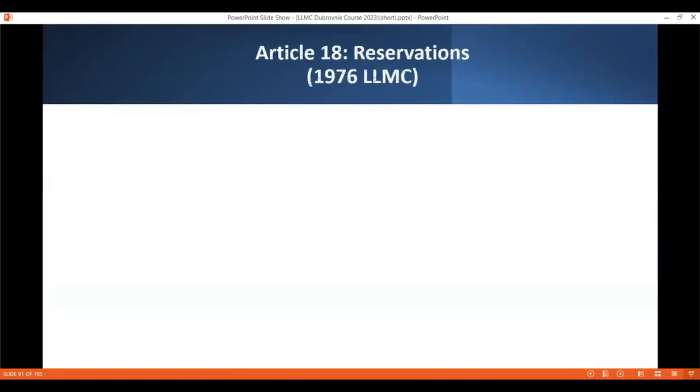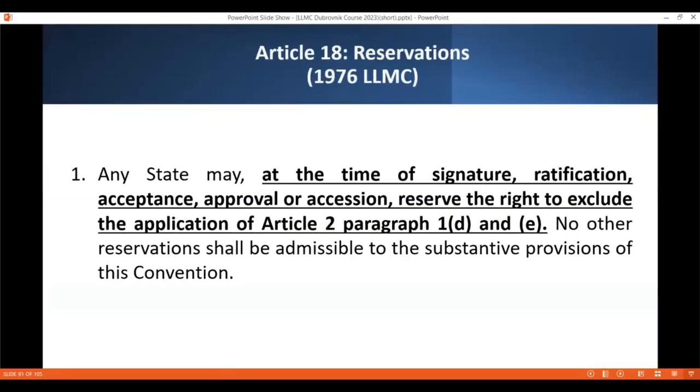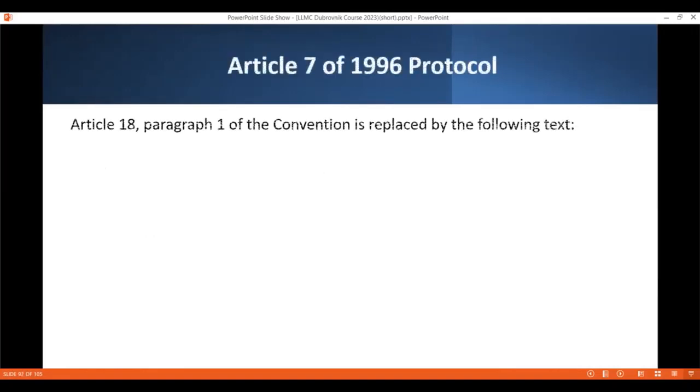Now, reservations, this is very important. The 1976 convention only allowed reservations in relation to Articles 2(1)(d) and (e), which is wreck and cargo removal. But I mention this because it's one of the things we do, I think we focus on drafting. And here, it says a state may, at the time of signature, ratification, approval, or accession, reserve the right to exclude. And most states just copy and paste this approach. The Republic of Honduras reserves the right to exclude, for example. And that, to a certain extent, is wrong.